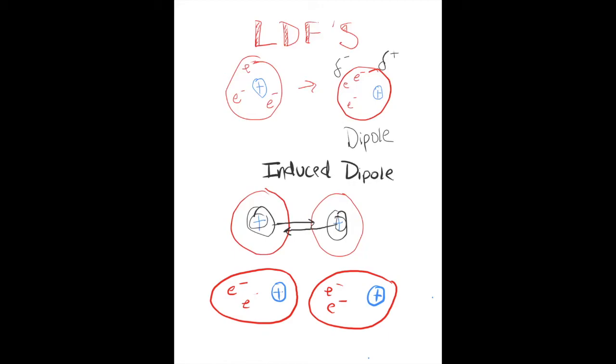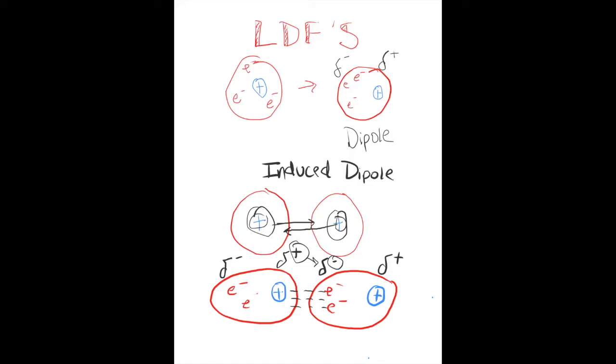So here we have this partial negative of this atom, the partial negative of this atom, and then the partial positives, and so that partial positive is attracted to that partial negative of the other atom, creating kind of this attraction, and that attractive force is known as the LDF, London Dispersion Force.